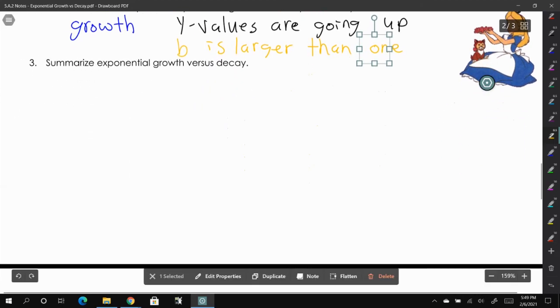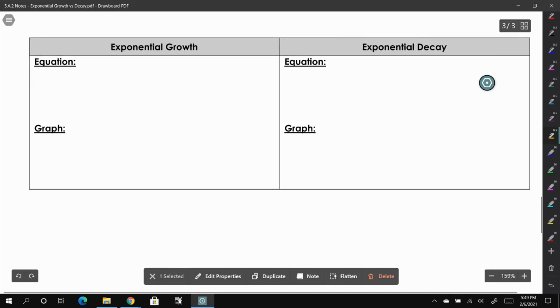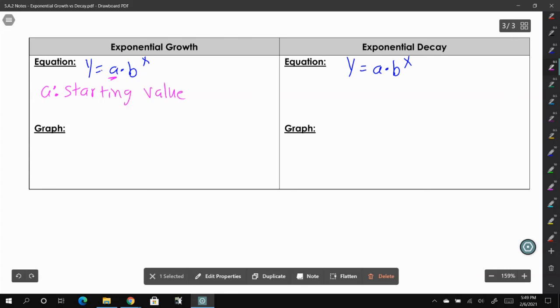Okay. And then summarize exponential growth and decay. We're going to use this table here to summarize it. The equation for both of them is the same. y equals a times b to the x power. So the equations look exactly the same. a is the starting value in both. b is the growth rate in both of them.